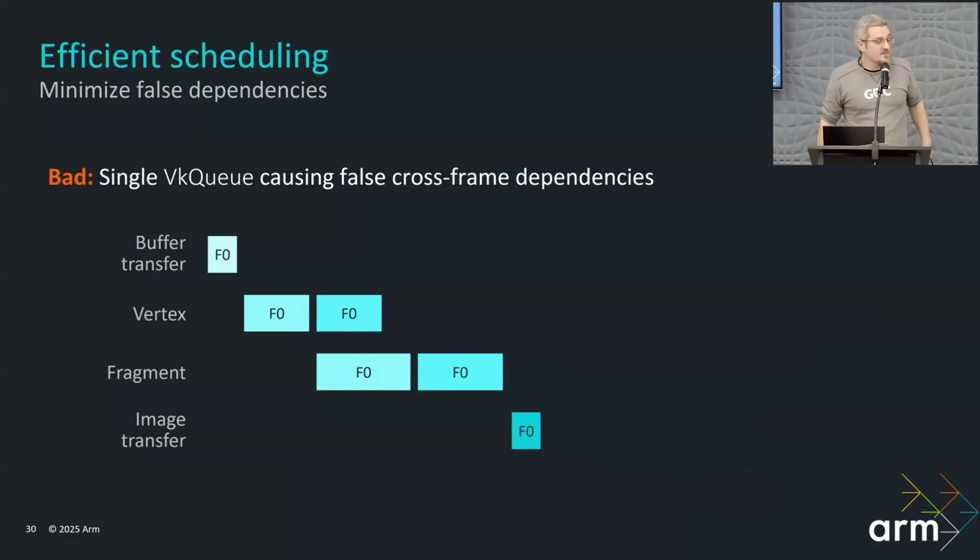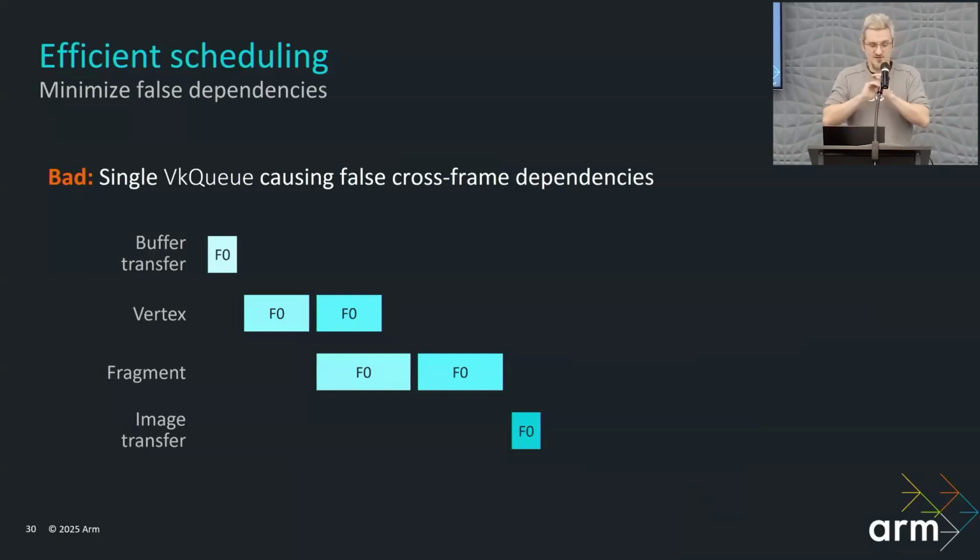So as an example of that one, you have a single Vulkan queue, you're dispatching a frame. We start the frame with a buffer transfer, copying some index data into a vertex buffer, into an attribute buffer, for example. We have two render passes that pipeline quite well, and then there's an image transfer at the end to blit to the swap chain.